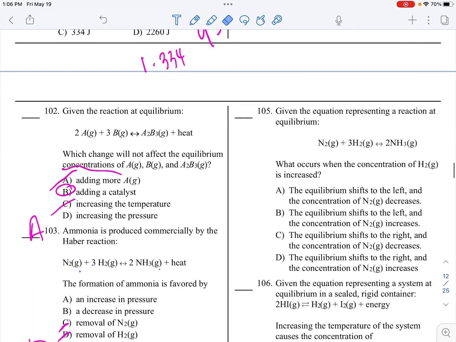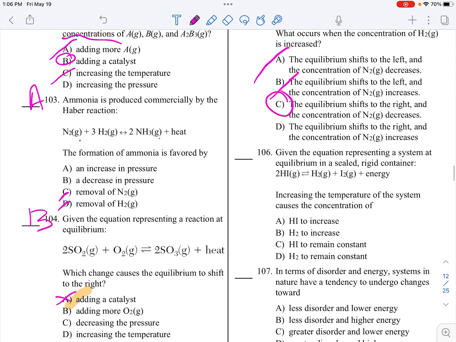All right, 105. What happens when H2 is increased? So H2 is on this side. Too much, so it's going to shift this way. And so since it shifts to the right, N2 is going to go down as NH3 goes up. So see? Increasing the temperature, which would be this, will cause it to shift to the left, and HI will go up.